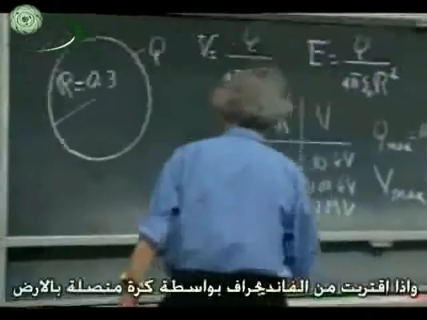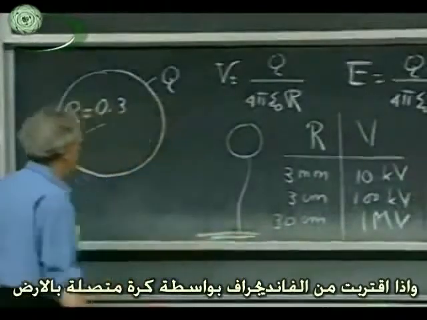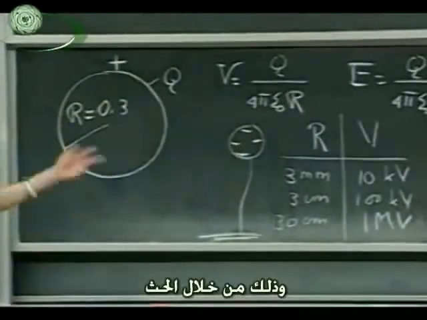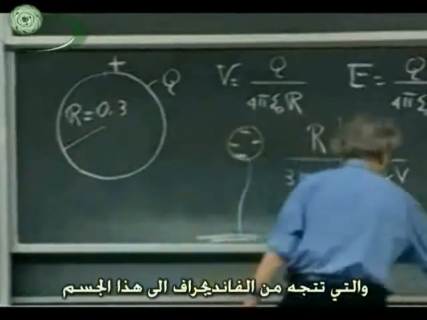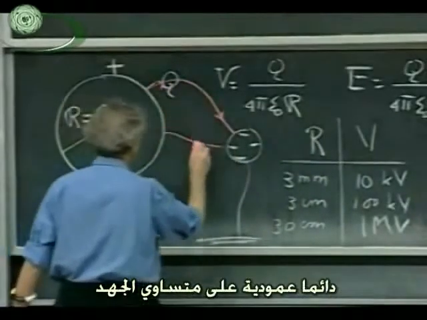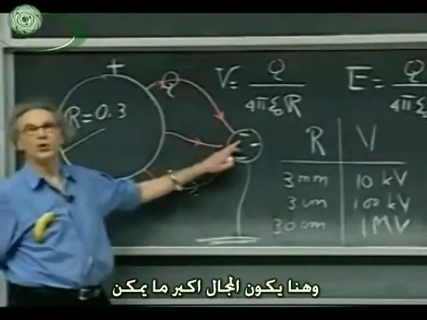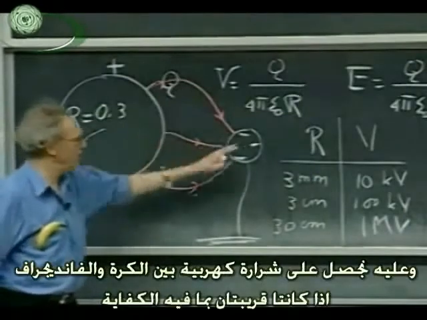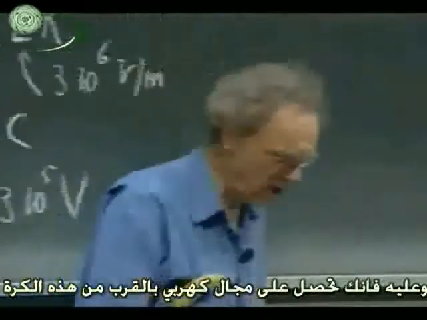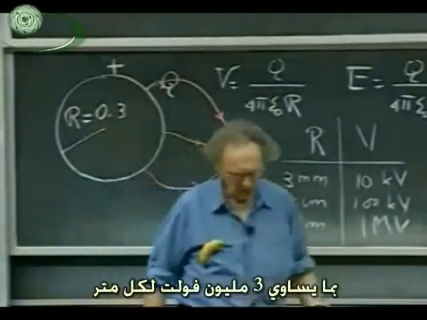Here's my Van de Graaff, and I approach the Van de Graaff with a sphere which is connected to the Earth, and if this Van de Graaff has positive charge on it, then this sphere will become negatively charged through induction, and so you get field lines which go from the Van de Graaff to this object, always perpendicular to the equipotentials, so they go like this, and so the electric field here will probably be the strongest, and so the spark will then develop between this sphere and the Van de Graaff, provided that you are close enough, so that you do achieve an electric field close to this sphere of about 3 million volts per meter.